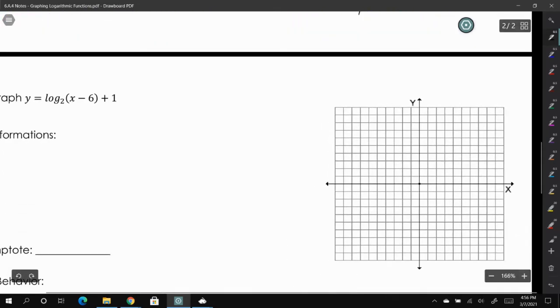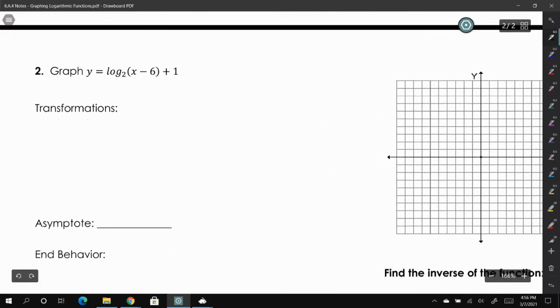All right, now on the next page, we have some more stuff going on here. We have an x minus 6 in the parentheses and a plus 1 on the outside. So that means we're going to have some translations. So R, S, T, reflection. There is no negative sign in front, so we have no reflection. Shrink or stretch, we don't have an a value, or that a value is an invisible 1. So we have no shrink or stretch.